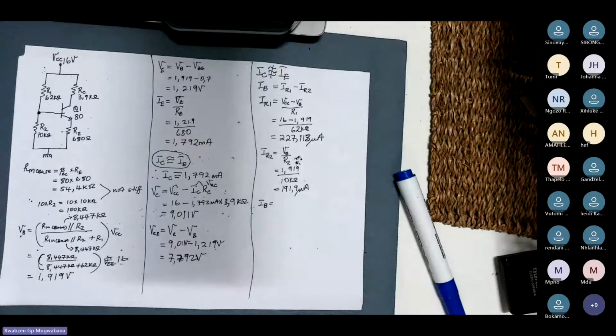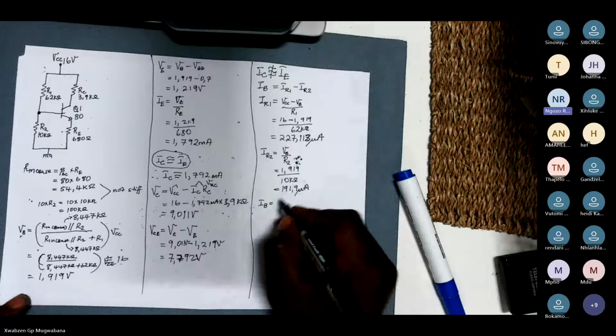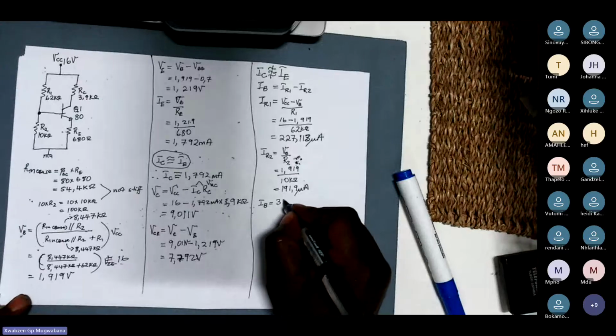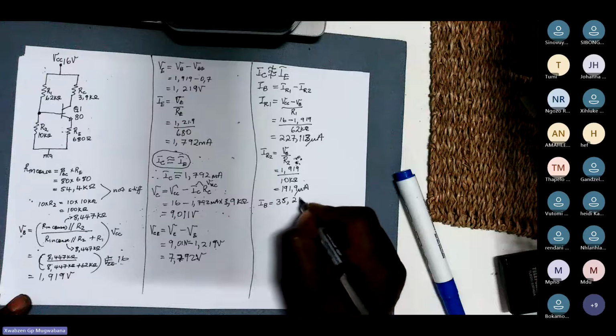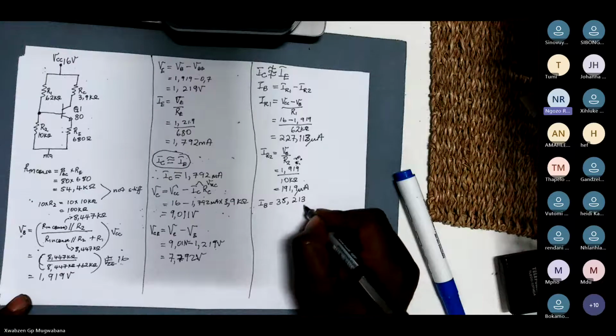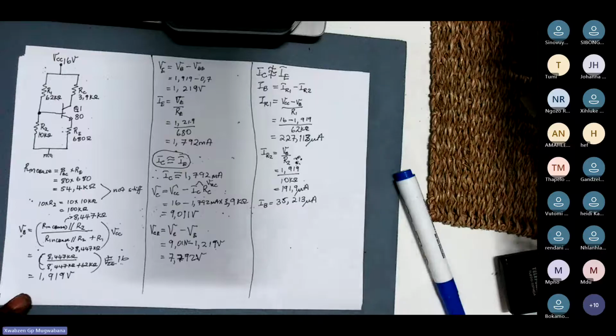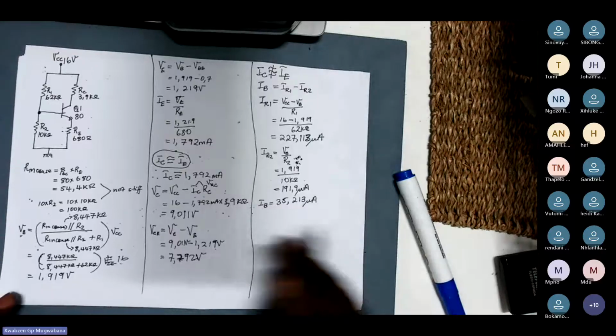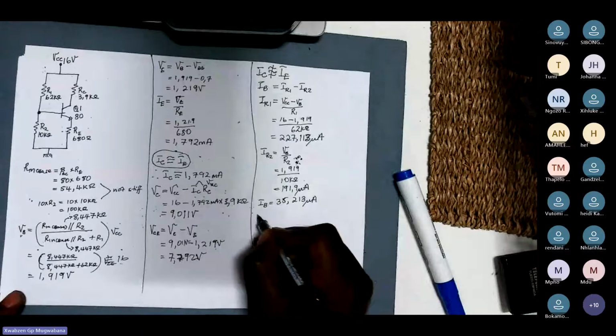We are summarizing now. What is IB? IB is 35,213 microamperes. Once we find IB, then we can find what?